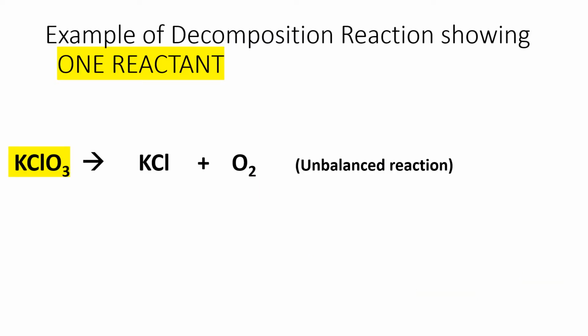Now, one example of a decomposition reaction showing one reactant is the decomposition of potassium chlorate. Potassium chlorate decomposes to potassium chloride and oxygen gas. So take note, it is the opposite of synthesis. We have one reactant that breaks down to 2 products. And take note, this is also an unbalanced reaction.